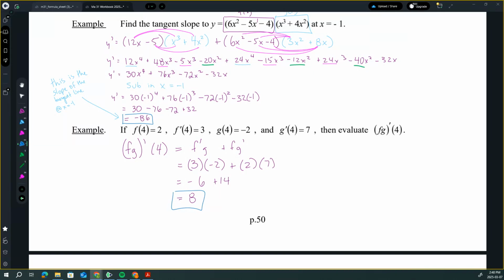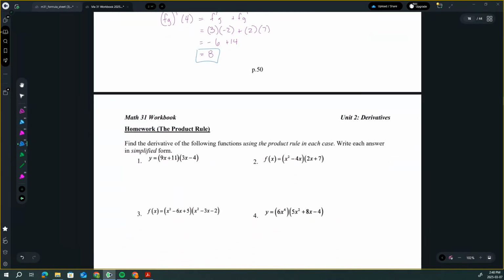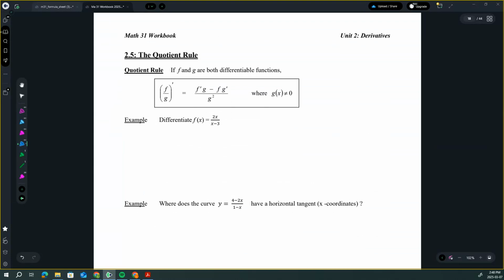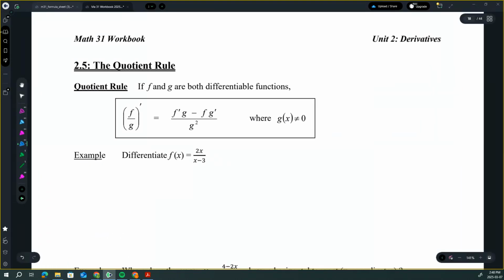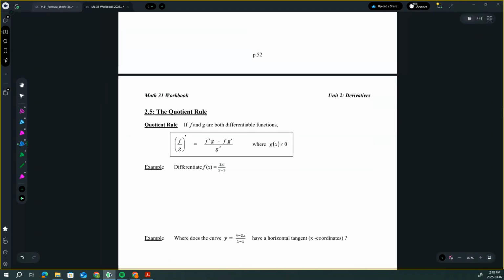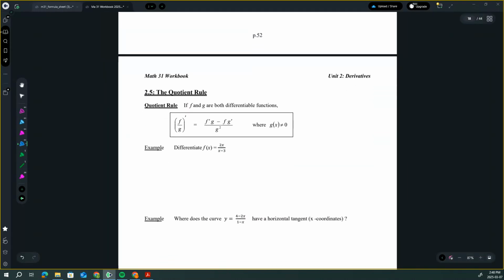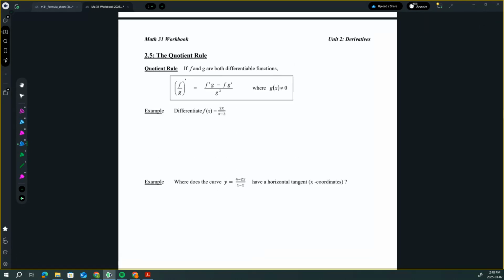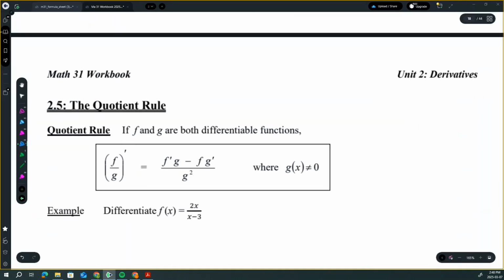I'm just going to move on to the quotient rule notes, and then we can get on to our assigned questions afterwards. Okay. So quotient rule, you have two differentiable functions, f and g, and they are being divided. That's when quotient rule comes into play. For me, these notes 2.5 are on page 53.